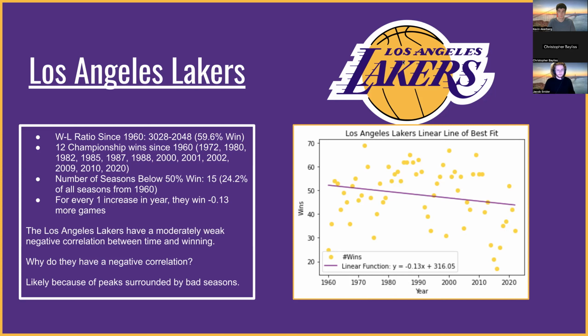But really the culprit for this is some pretty bad outlier seasons in recent history, as you can see there between the 2010 and 2020 mark. And those are bringing it down overall. So in recent years, they've done worse than they have been great in prior years.